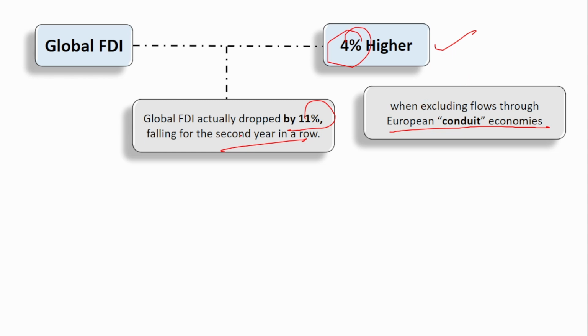That is why they are telling that the actual growth has dropped by 11%. When you exclude flows through the European conduit economies, which happened just to save tax, because they are not actual investment, because they have not made any investment in the infrastructure or in the manufacturing plant, the global FDI has actually dropped by 11% for the second year.